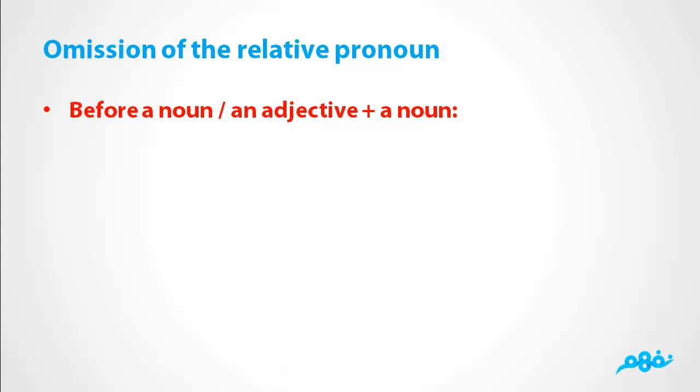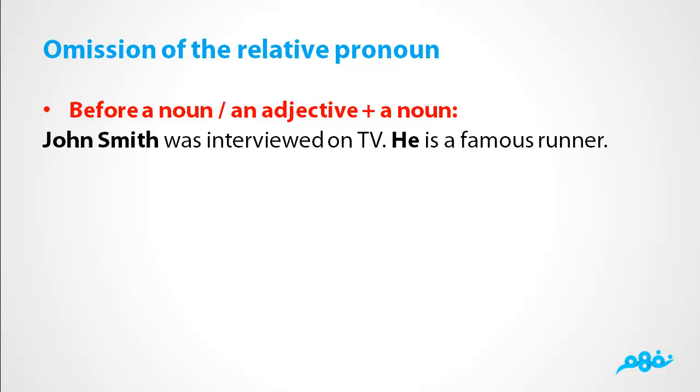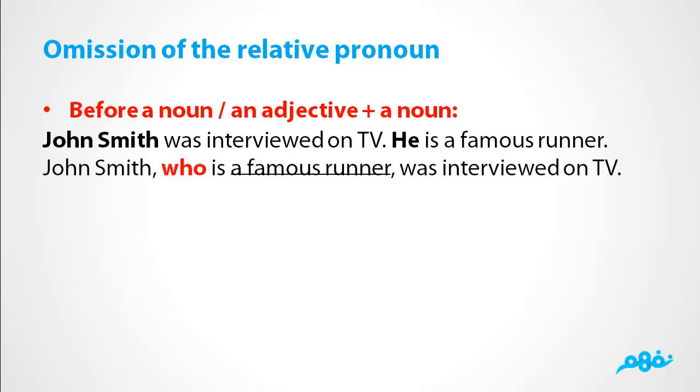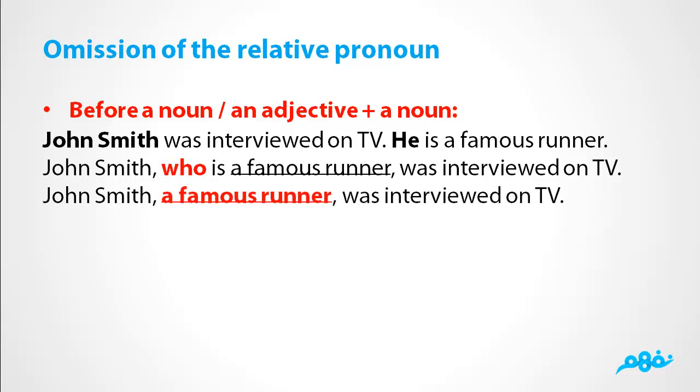The third case is before a noun or an adjective plus a noun. John Smith was interviewed on TV. He's a famous runner. We join them saying, John Smith, who is a famous runner, was interviewed on TV. And when we omit it, we say, John Smith, a famous runner, was interviewed on TV.